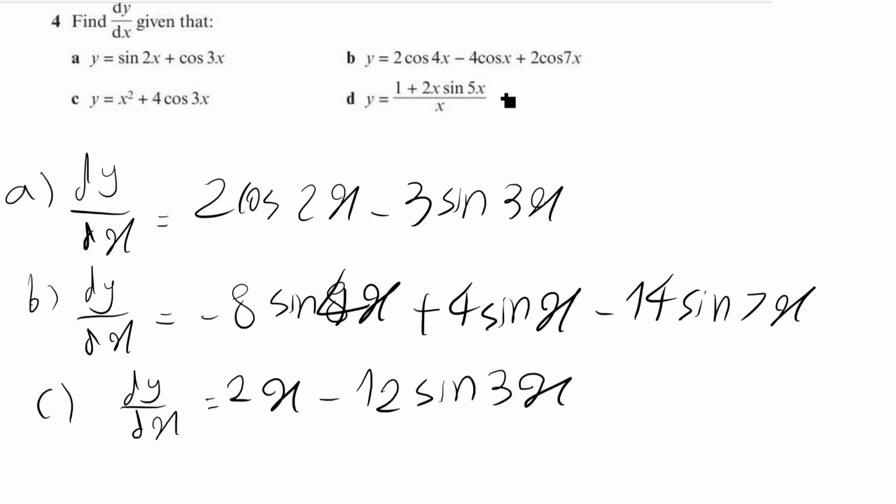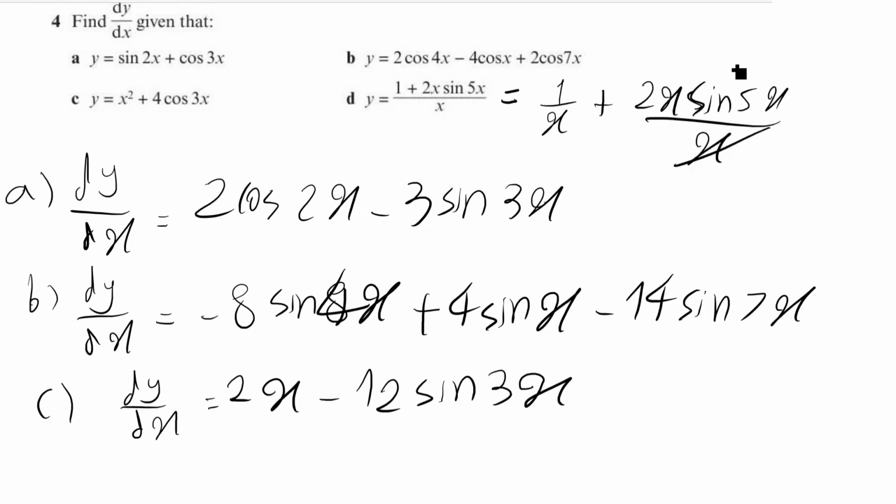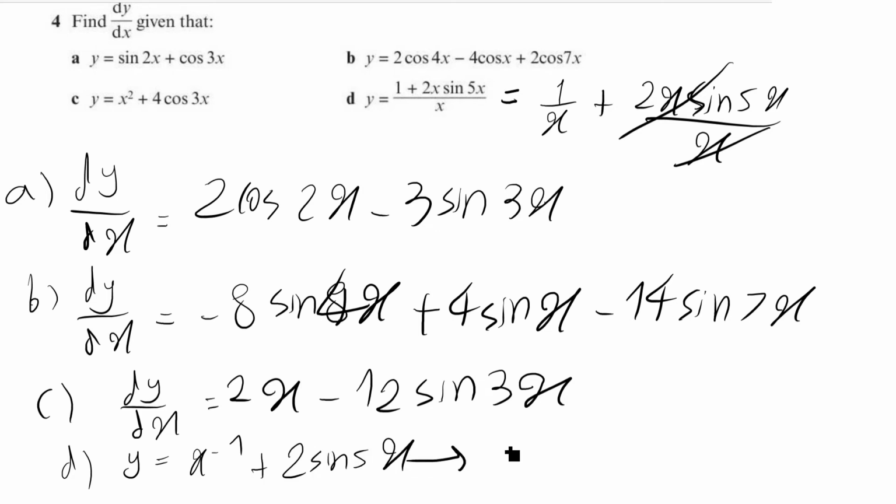And for this part, what we need to do is at first separate the numerator over the denominator. So it's going to be 1 over x plus 2x sine 5x over x. And these two cancel each other out, the two x's I mean. And then what remains is, I'm going to write the rest of that here: y is equal to x to the power of minus 1 plus 2 sine 5x. And now it's going to be a simple differentiation, and yeah, plus 10 cos 5x.